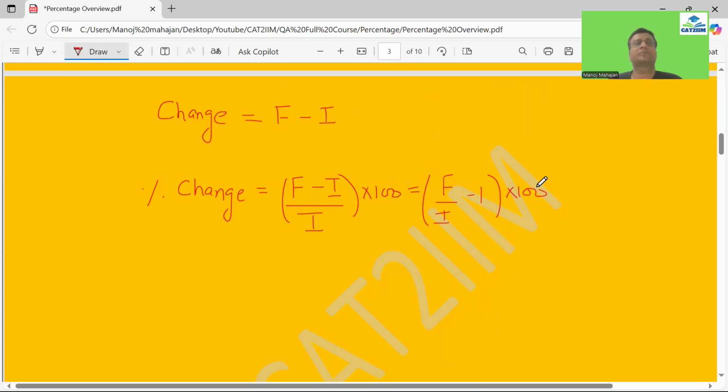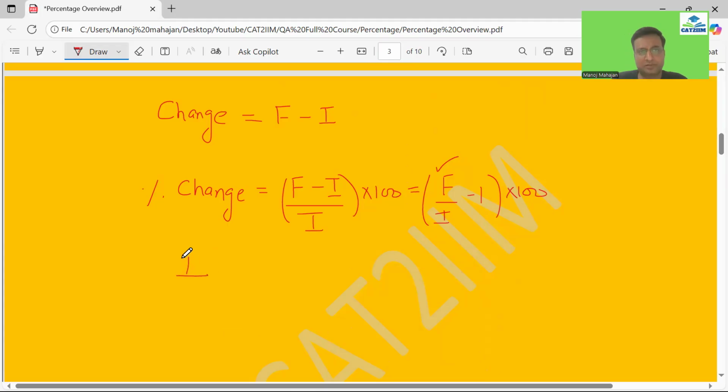So remember one thing: if I want to figure out the change value in a problem, I need to know the values of final and initial. But if I want to figure out the percentage change, even if I only know the ratio of final and initial, I can actually get the value. Let me tell you with one example what I mean.